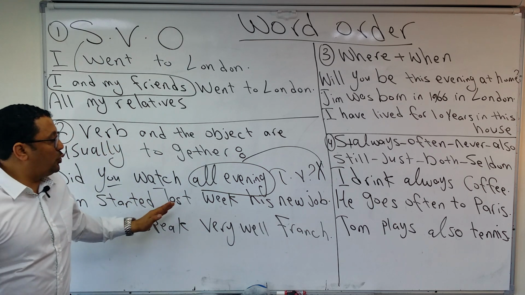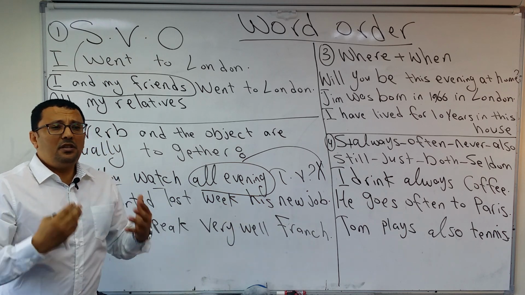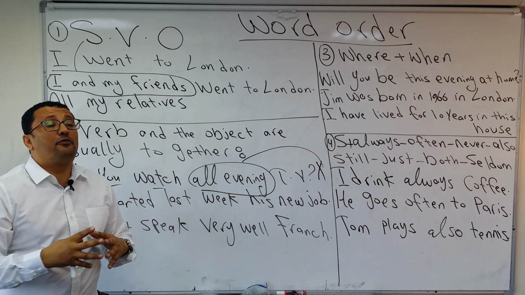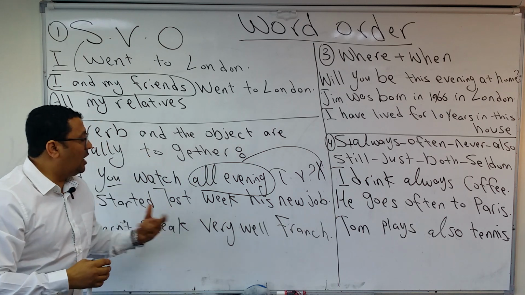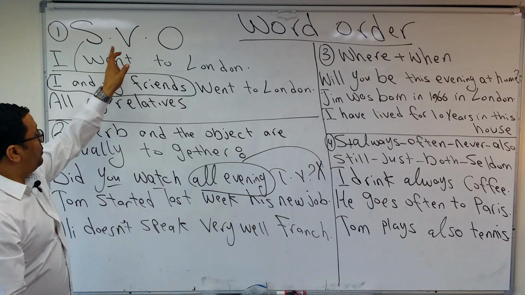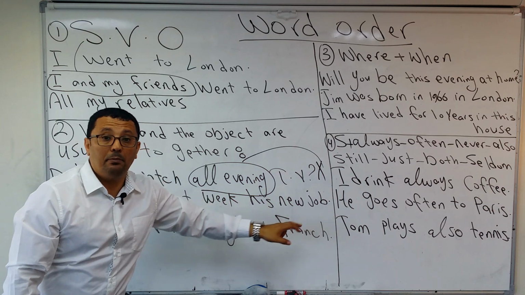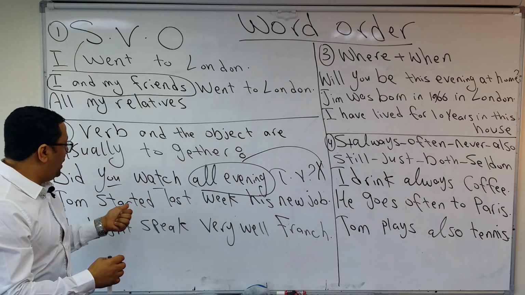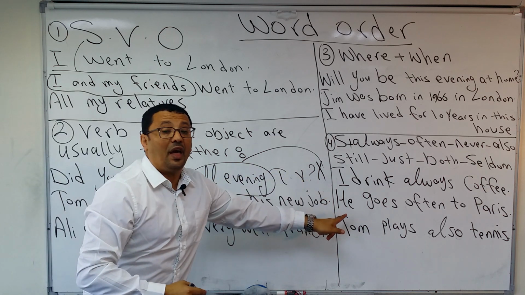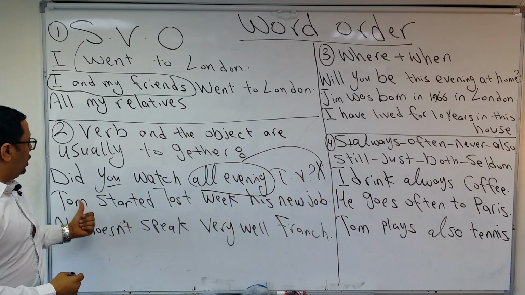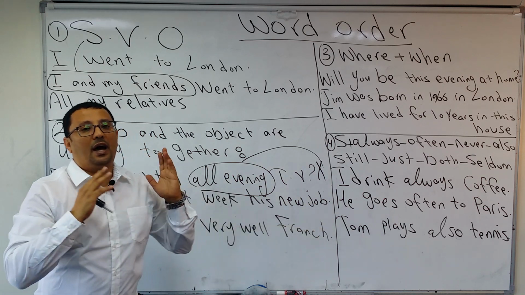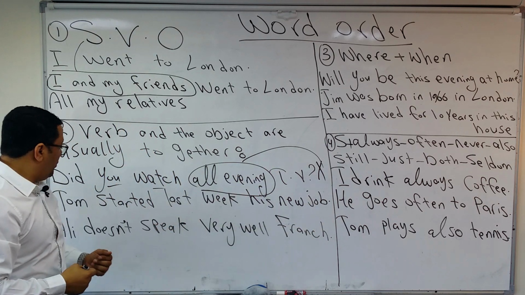Tom started last week his new job. Many people say this sentence is correct, but unfortunately, I'm sorry, it's not correct, it's wrong. Tom started, this is the verb. Where is the object? His new job. So don't put anything between the verb and the object. Last week comes at the end. So it will be Tom started his new job last week, and it's not like that.